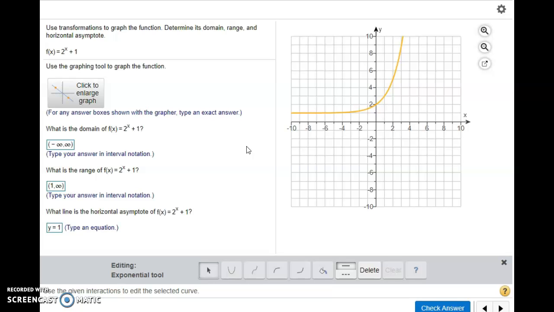The domain, of course, for this is negative infinity to positive infinity, as it is with all exponentials. The range goes from the horizontal asymptote, which is y equals 1, to positive infinity. So that's that type.